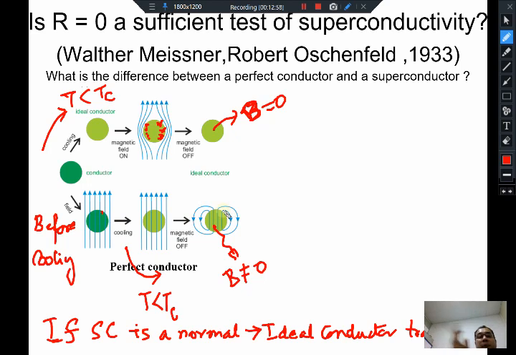So depending on the path you have taken, it can reach two different states. There are two different states that the material will reach. One is that the ideal conductor can reach a state where the internal field inside the material is non-zero, or it can reach a state where the internal field is 0. So this is as far as an ideal conductor is concerned.